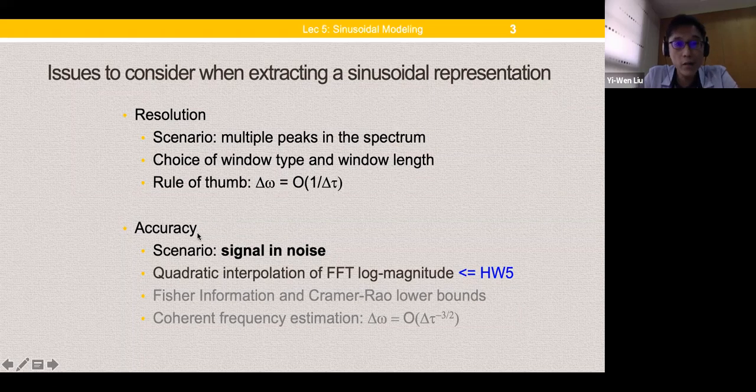Whereas for accuracy, this relation is actually different. What is accuracy? Accuracy is when we are concerned about signal in noise. Anytime you measure a signal, there's always plenty of noise around. When we try to estimate the parameters of a signal in noise, is there a theoretical limit for the performance? And the answer largely is yes. This is itself a rich topic, and if you are super interested, you should check the buzzwords Fisher information and Cramer-Rao lower bound.